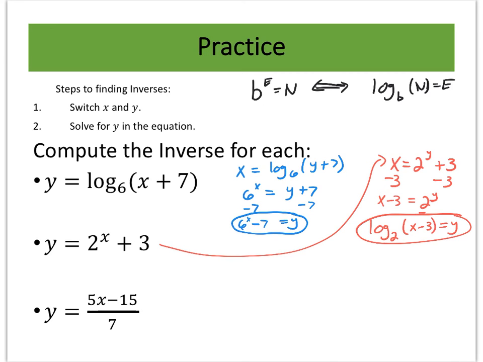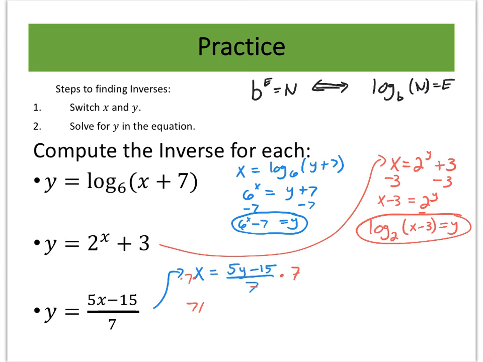All right, this last one, it's a linear function. It might not look like a linear function, but it is because there's no exponents and there's no logarithm. And so, again, my first step is to switch the x and the y. So x equals 5y minus 15 divided by 7. To undo this, I'm going to multiply both sides by 7 because I have to undo division first. It's the biggest thing, and right now I don't have anything, so I'm going to multiply by 7.